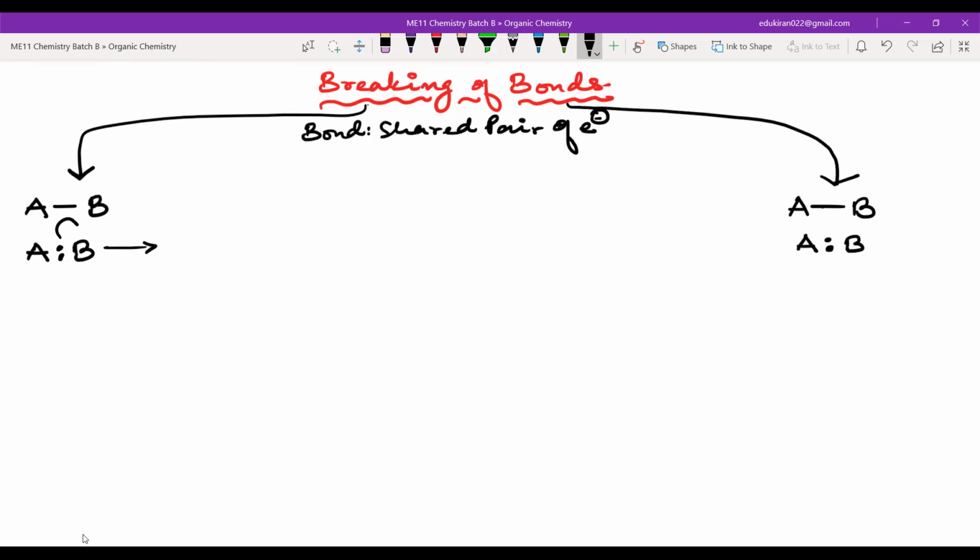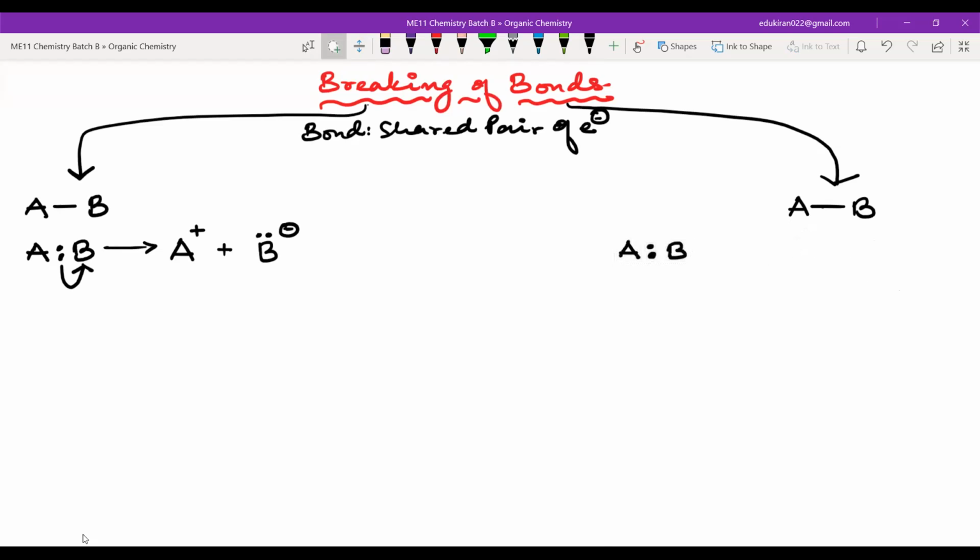Either both of these electrons can move to the atom B, okay, or A, and we can say that A is losing an electron, that is why A positive, plus B, which is gaining an electron. So we'll write B negative. B will be gaining a negative charge.